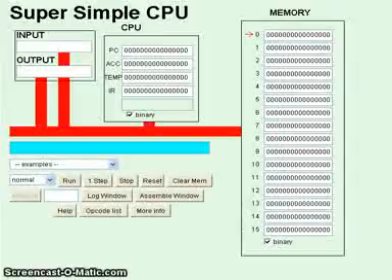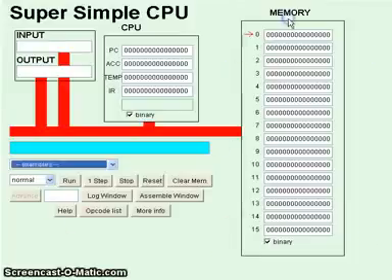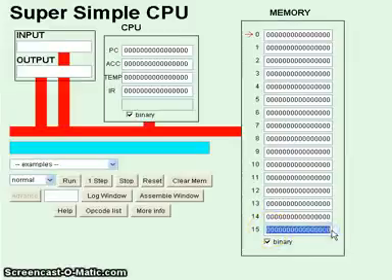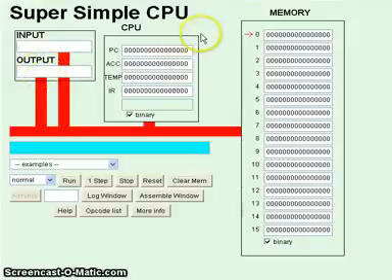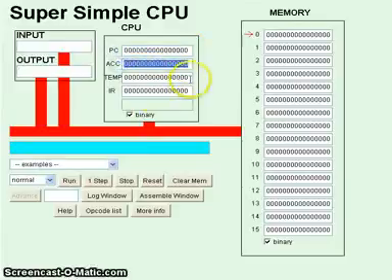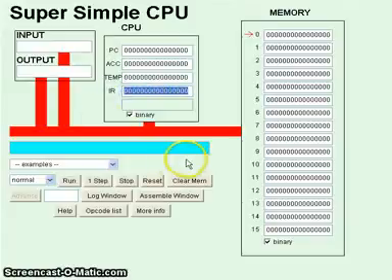Let's take a look at a very simple CPU using the von Neumann architecture. It has memory. It has 15 cells of memory, each of which has 16 bits or 2 bytes. It has a place for input, a place for output, and it's got a central processing unit where it has the program counter, the accumulator, a temporary register, and the instruction register.